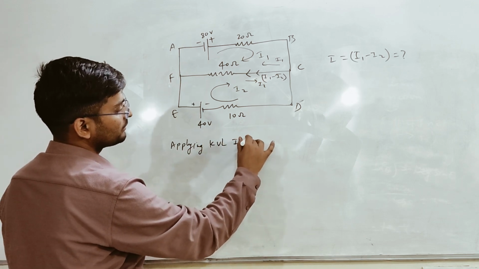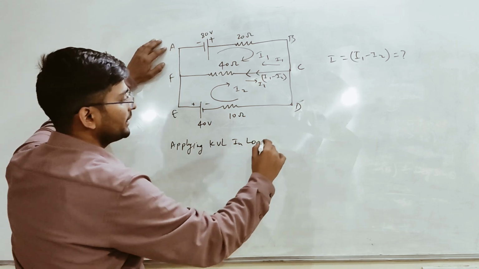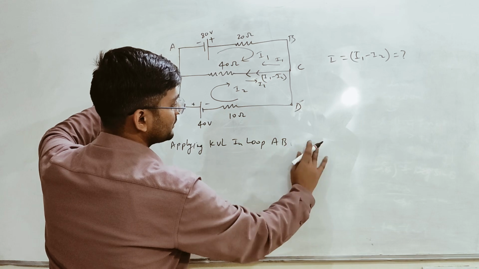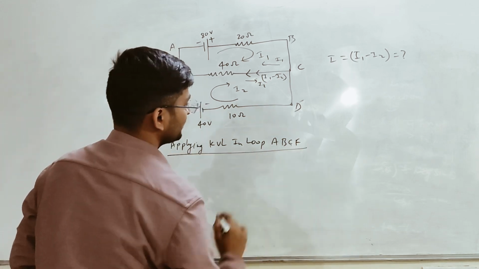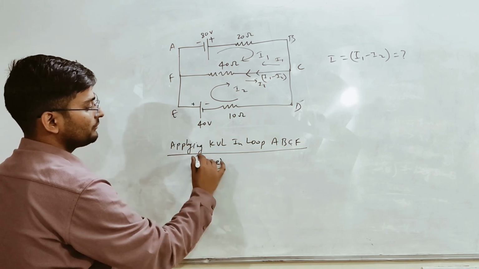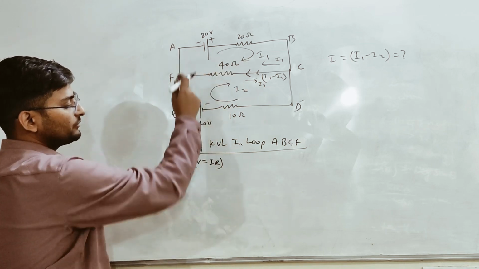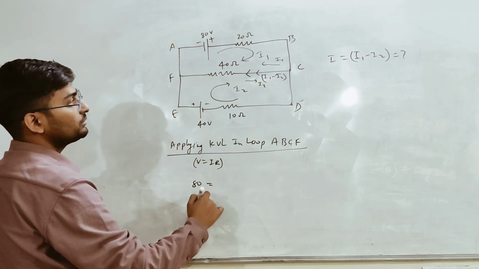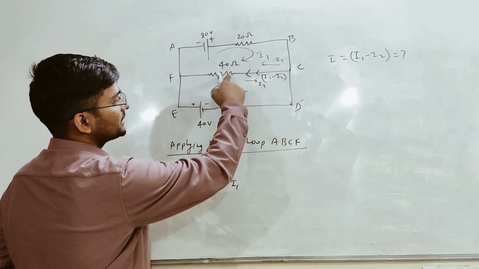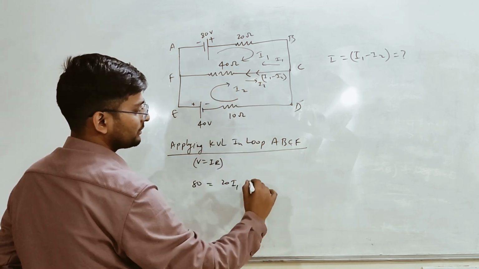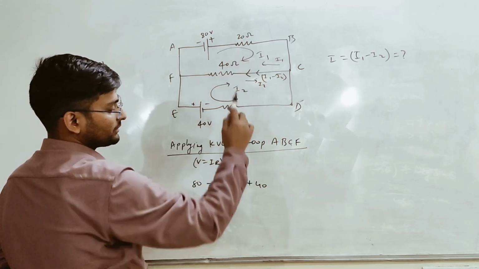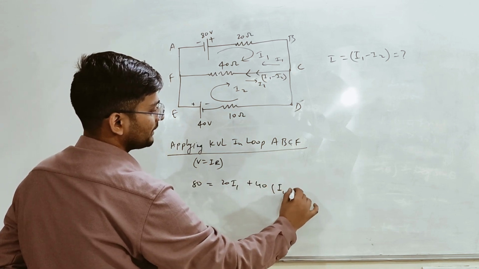Now applying KVL in which loop? The loop is A, B, C, and F. This is my loop. KVL means V is equal to IR; we always apply this equation. Here is the voltage source, so we take 80 volt equal to the current I1 times the resistance 20, so 20 into I1, plus 40 resistance, because the current we consider here is in this direction, so 40 into I1 minus I2.